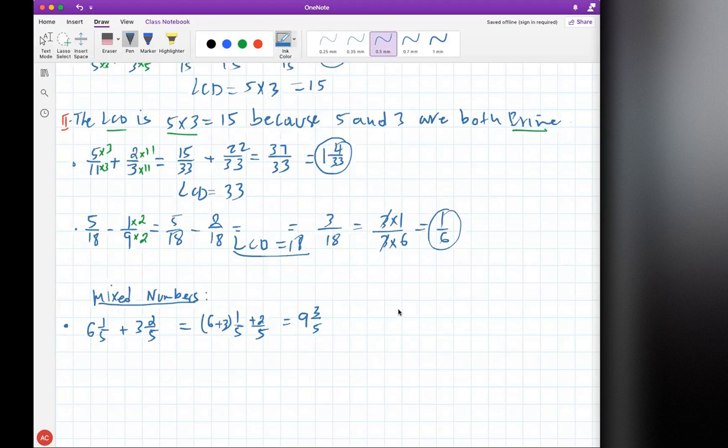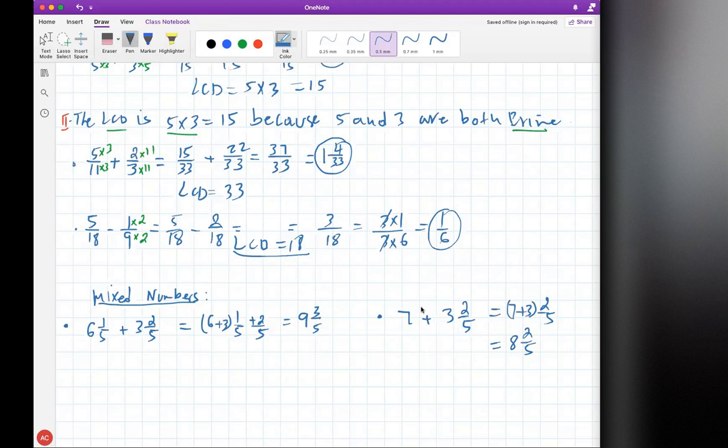Sometimes you may be adding just a whole number and a mixed number, for example, 7 plus 3 and 2/5. In this case, if you have addition of a whole number and a mixed number, it's simple. Just add the two wholes together, 7 plus 3, that's it. The fraction remains the same because there is no other fraction here. So that's 8 and 2/5.